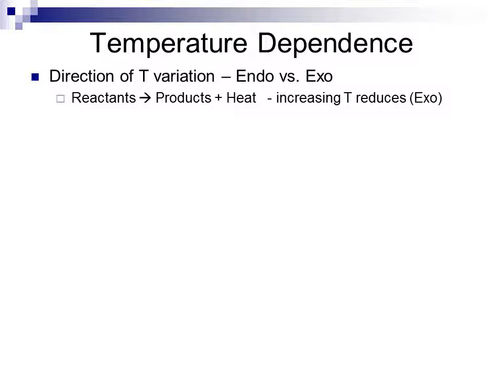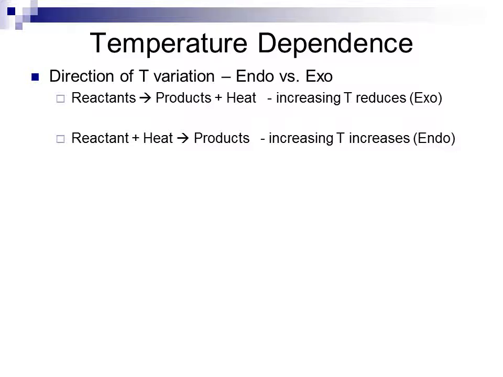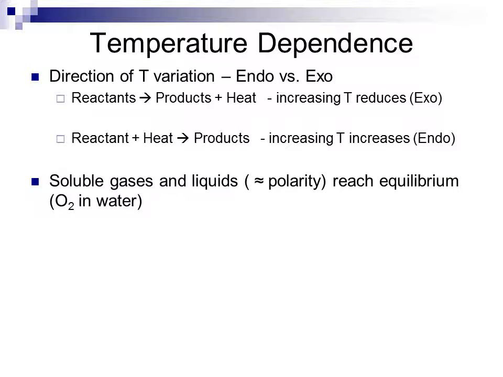increase or decrease solubility. If I have an exothermic process, increasing temperature will actually reduce solubility because heat is a product, which will tend to then favor reactants. If I have an endothermic process, increasing temperature will favor solubility because heat is a reactant, which will then favor product in the equilibrium. Soluble gases and liquids of approximately the same polarity will reach equilibrium.